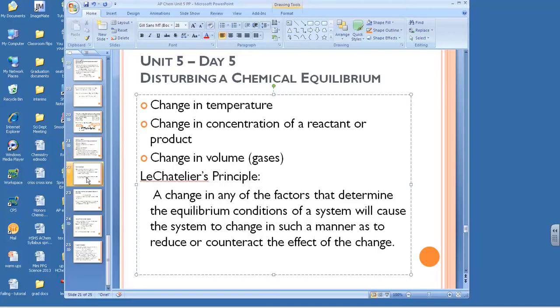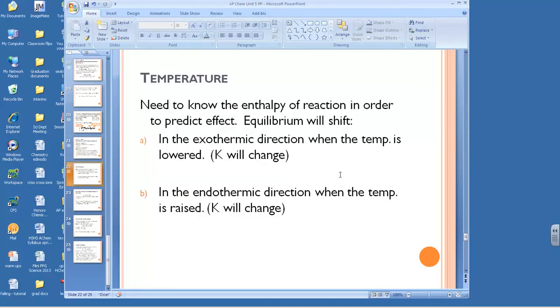Now, if we look at some examples of that, temperature. If we change temperature, first we have to know the enthalpy, the delta H of the reaction. Again, you're going to notice things that we do keep coming back and back. In the exothermic direction, if we lowered the temperature, K will change. In the endothermic direction, when temperature is raised, K will change. It's going to depend whether it's endothermic or exothermic as to how heat's going to affect it.